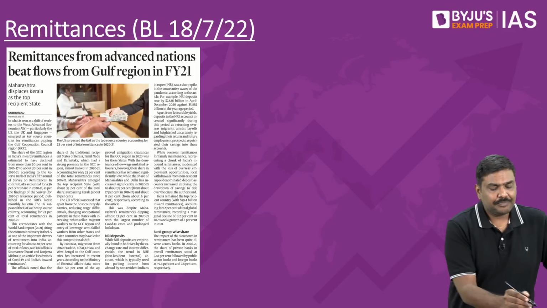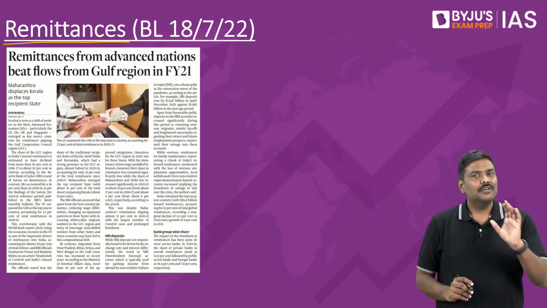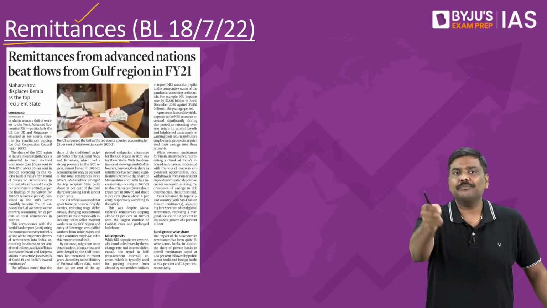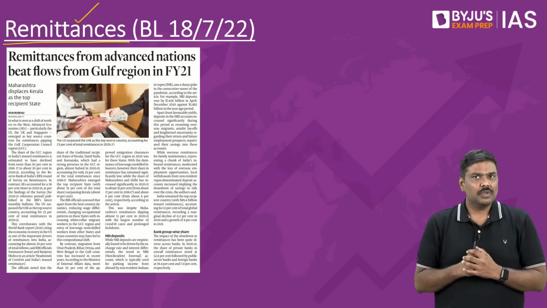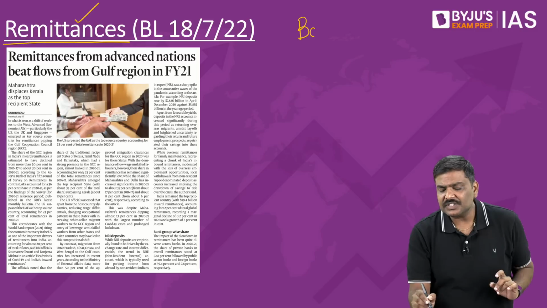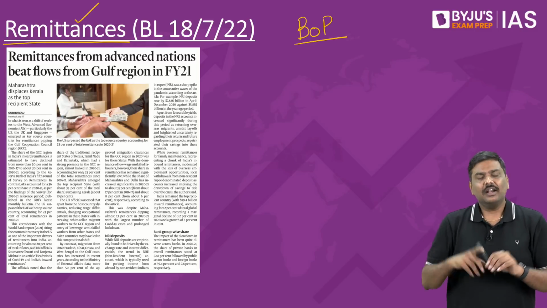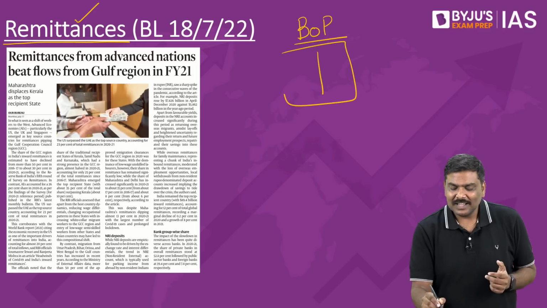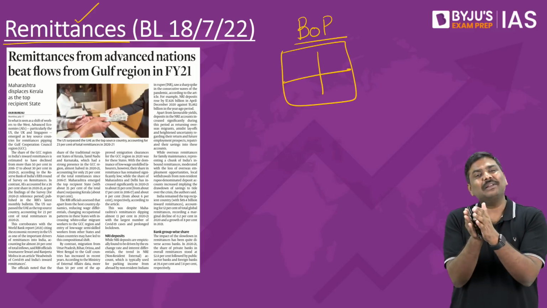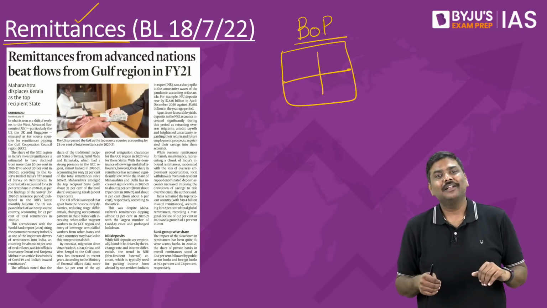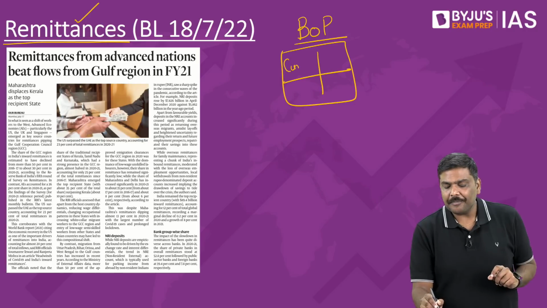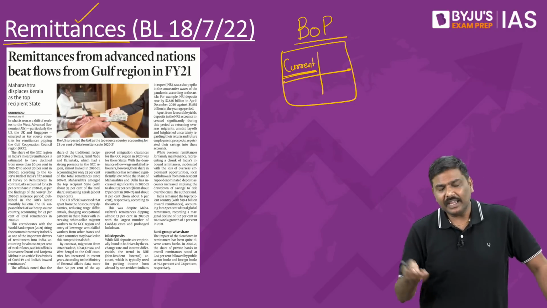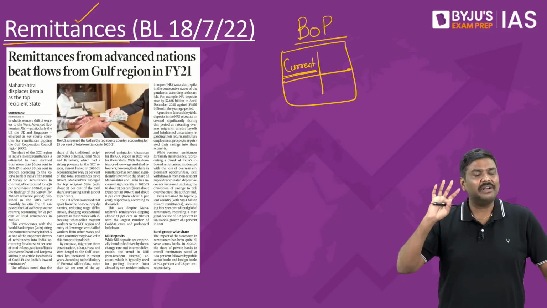Let me go to the next article regarding remittances. First and foremost, understand this very carefully. Where does the term remittances actually come in the UPSC preparation for you? I'm pretty sure all of you have read about balance of payments, BOP. And within the balance of payments, you must have mugged up a table like this. The table is divided into two parts, current and capital. Remittances are generally mentioned in the current account: inward remittances and outward remittances.